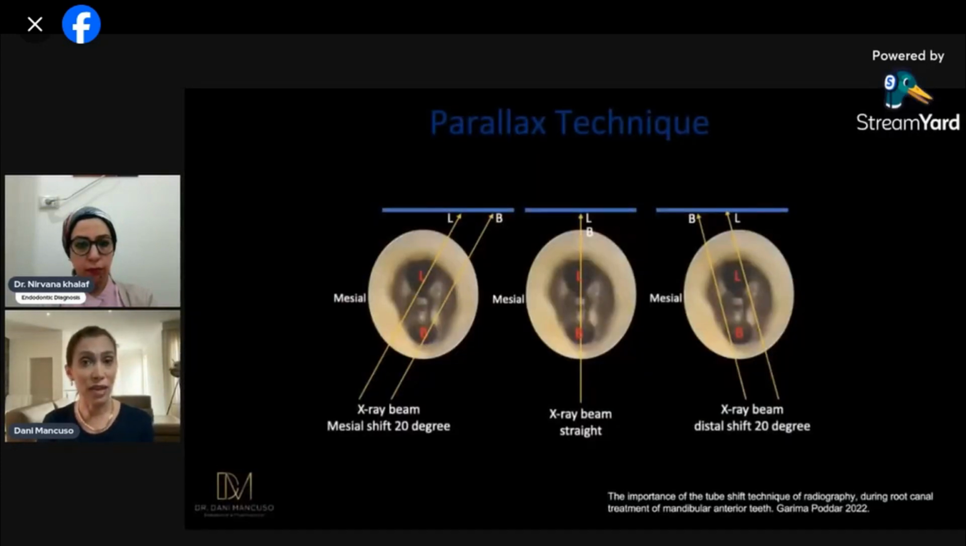There are other things that you can do, which is the parallax technique or the cone shift. For example, if you want to see one root in particular, you have your GP point or your files and you want to see the length of the canals, but you don't know which canal you are in. If you mesialize your X-ray tube, the furthest root will follow that. So if you mesialize, the furthest root will go mesially in the X-ray. Same thing if you distalize: the furthest root, for example the lingual or the palatal, will follow the tube.